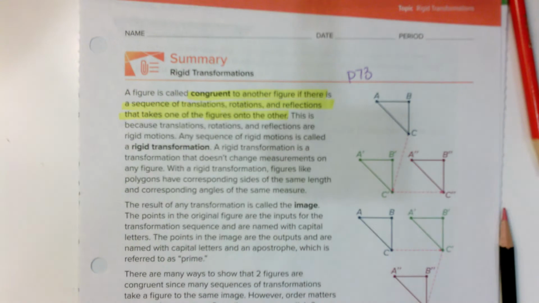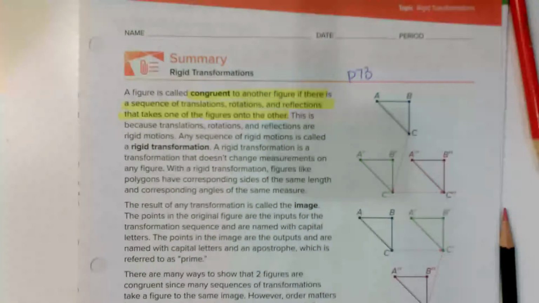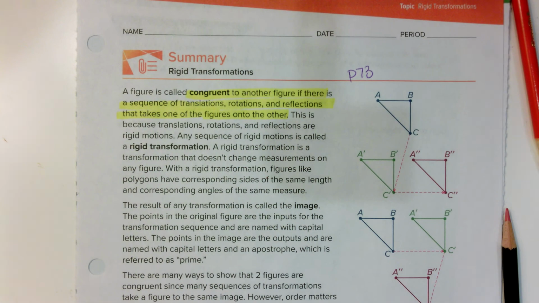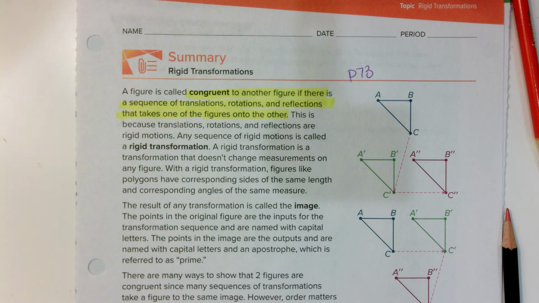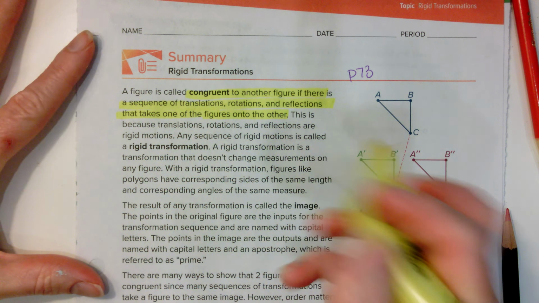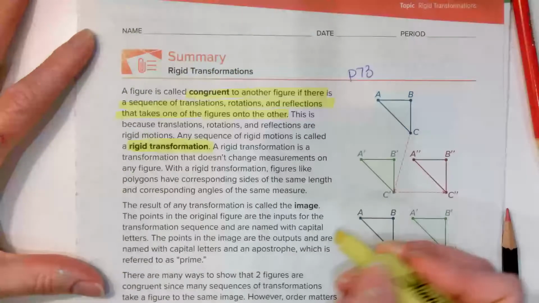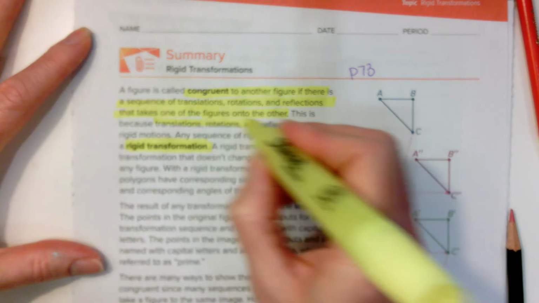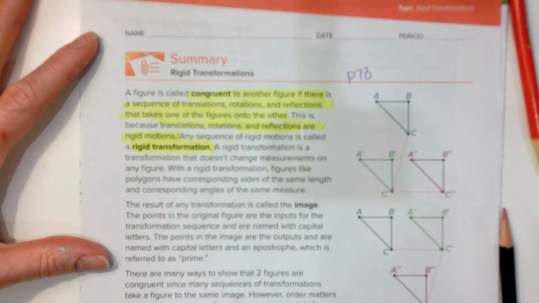You might say, oh no, I thought congruent meant same size. You're right, but officially congruent to another figure means that you can do a sequence of translations, rotations, or reflections to take one figure onto another. The size won't change. The size does stay the same. So then I want to remind you what our rigid transformations were. We were just talking about these a moment ago. Those were our translations, our rotations, and our reflections.